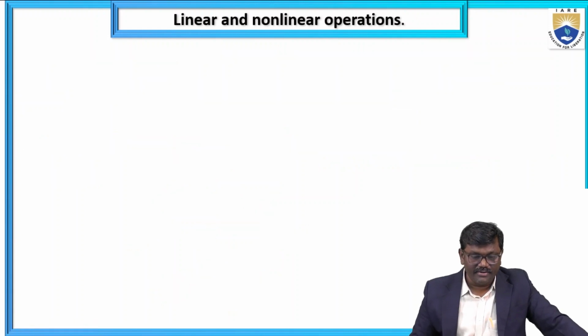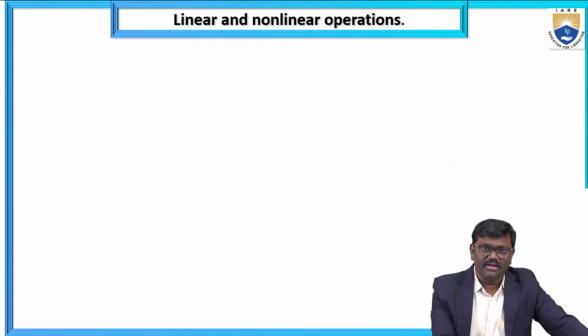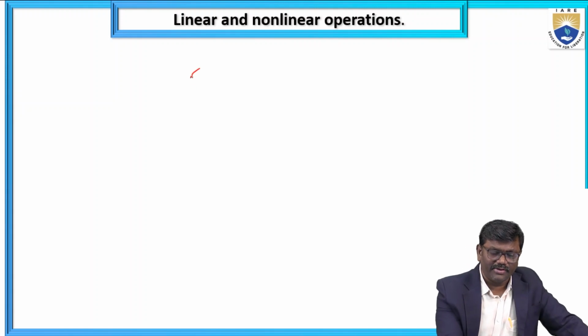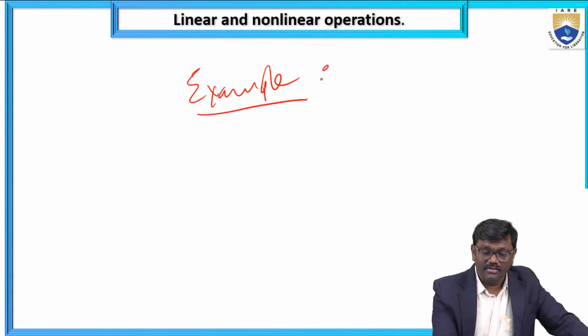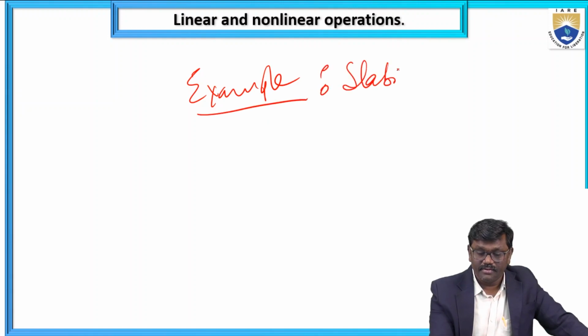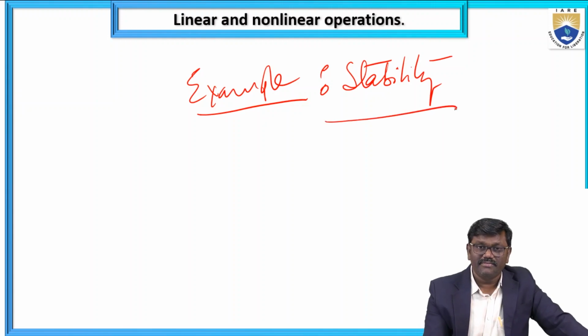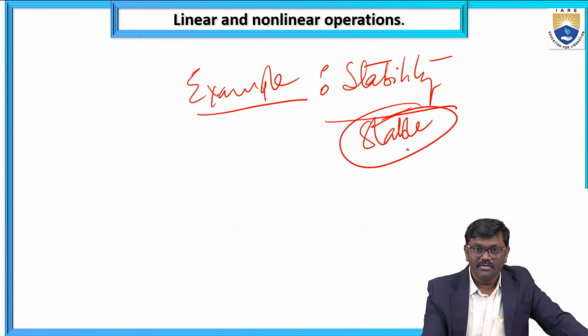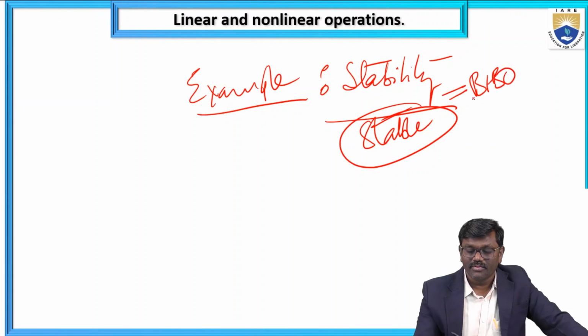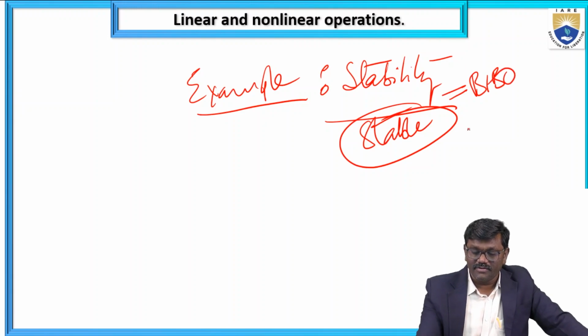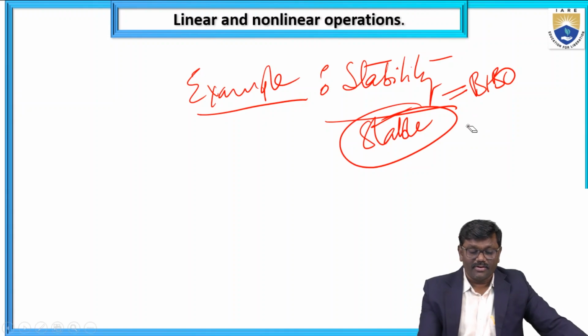So coming here, I want to take one simple example to explain stability. What do I mean by stability? Stability means stable. Simply it is nothing but BIBO. What is BIBO? It is bounded input to bounded output of a particular system.